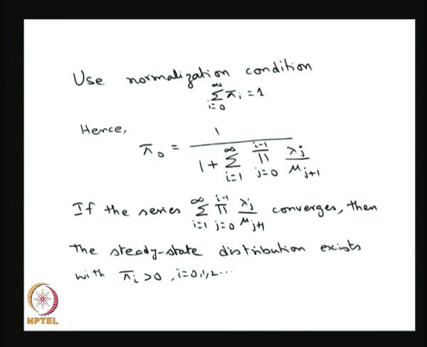If the series diverges, that means by substituting the values for the lambda_i's and mu_i's, if the denominator series diverges, then pi_0 is going to be 0. In turn, all the pi_i's are equal to 0. Therefore, the steady state distribution won't exist if the denominator series diverges.